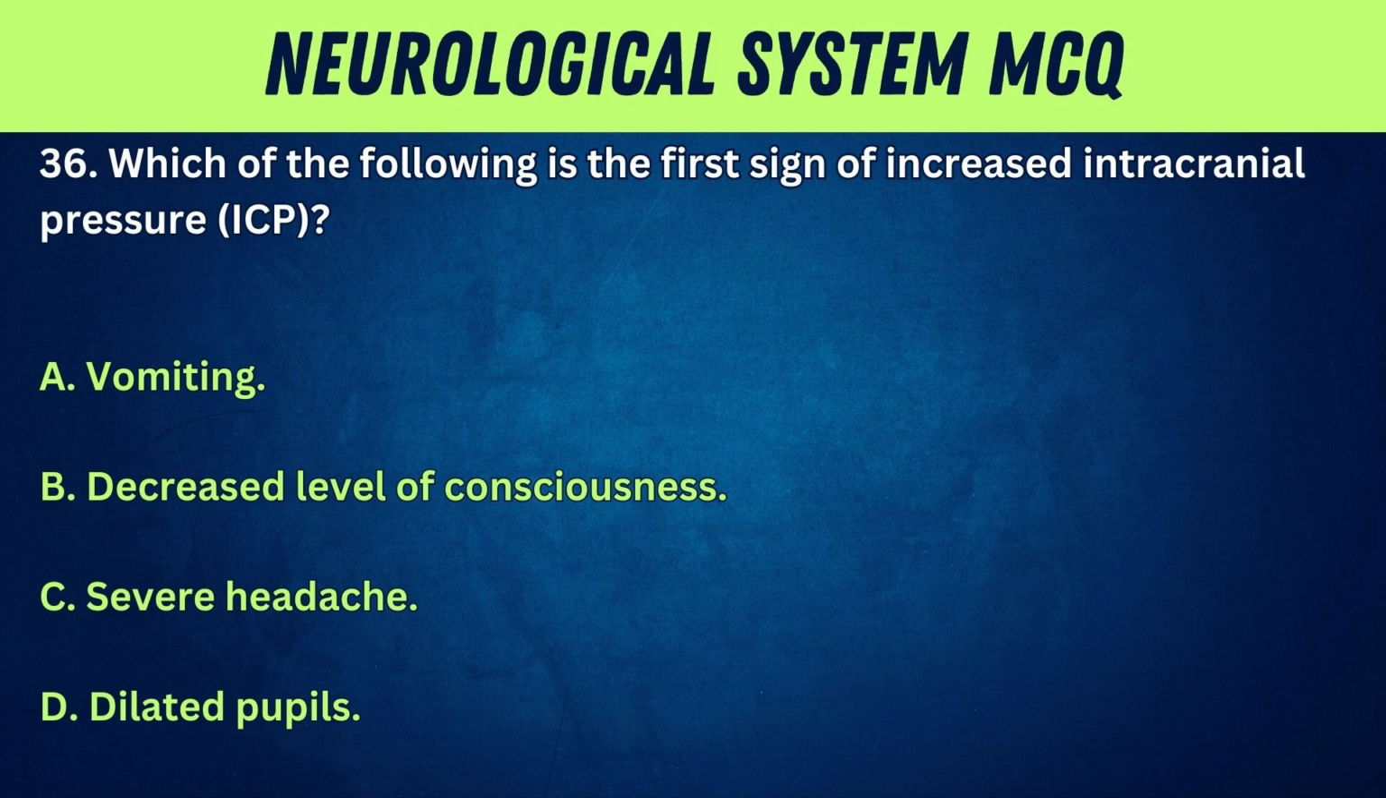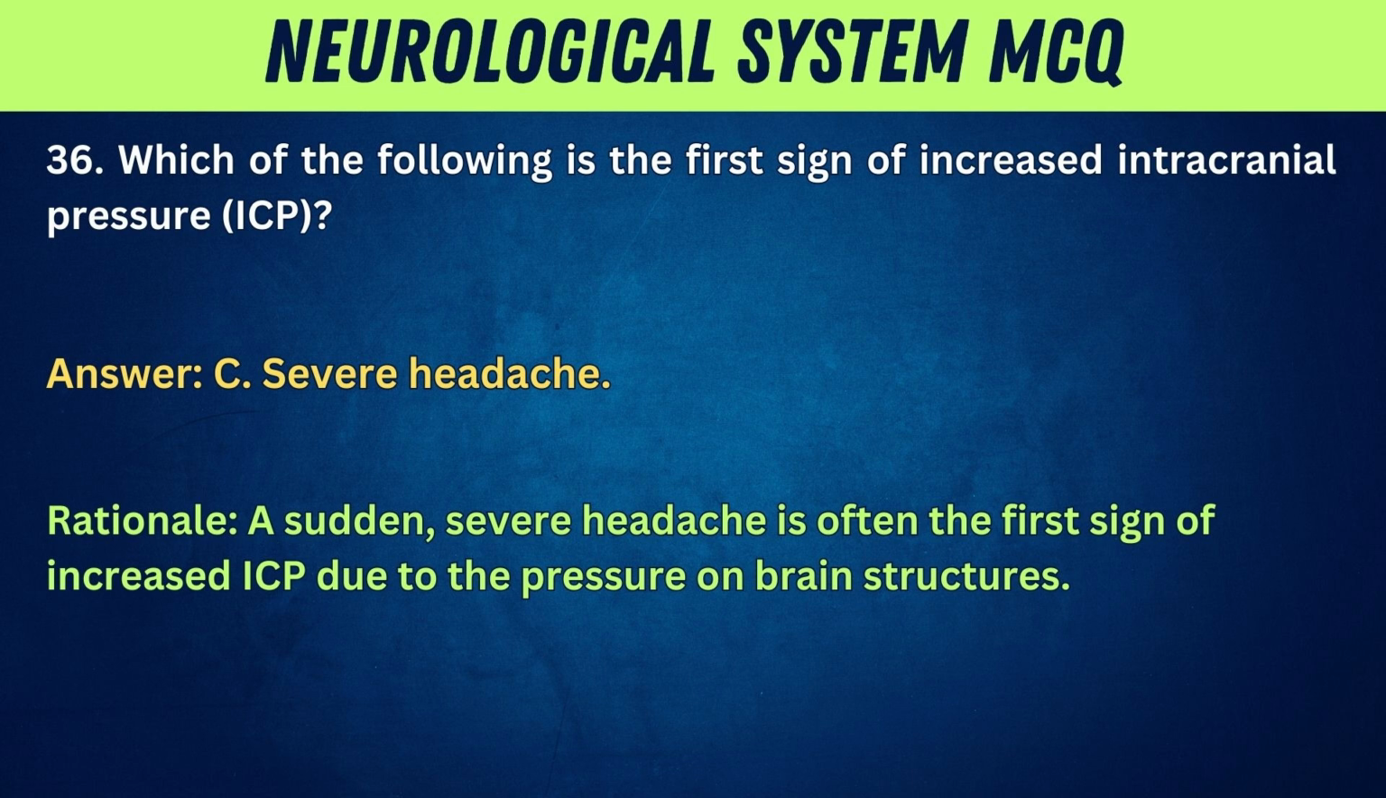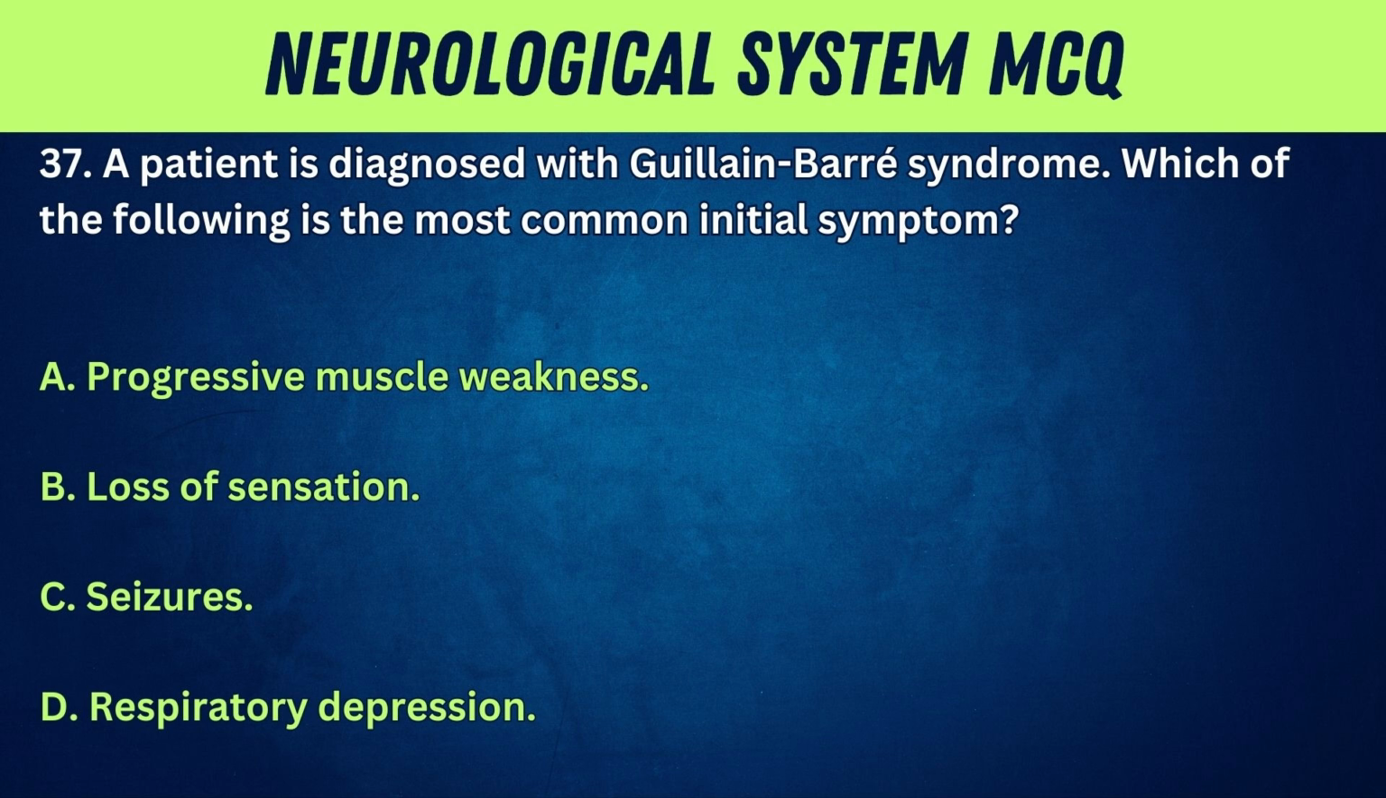36. Which of the following is the first sign of increased intracranial pressure, ICP? A. Vomiting. B. Decreased level of consciousness. C. Severe headache. D. Dilated pupils. Answer: C. Severe headache. Rationale: a sudden, severe headache is often the first sign of increased ICP due to the pressure on brain structures. 37.